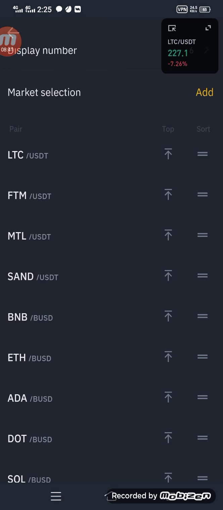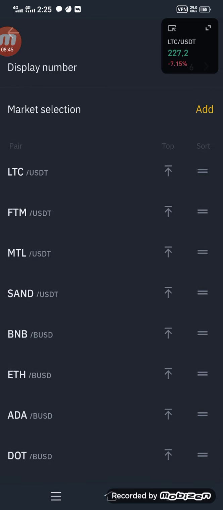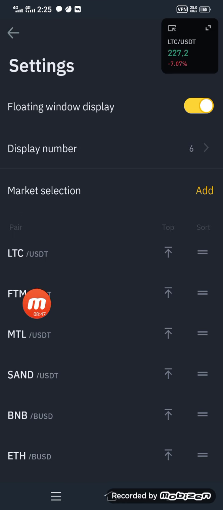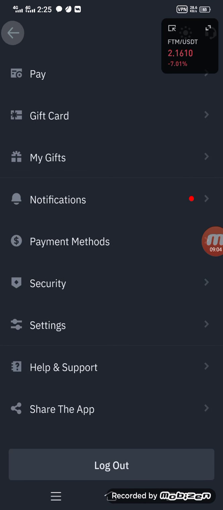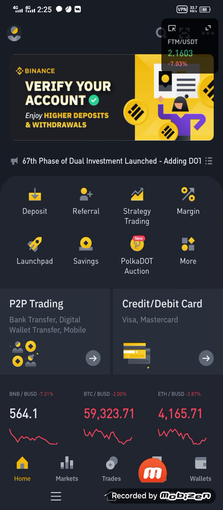So here is where FTM is located. FTM is located here. Now click on this, and now I got FTM. Let's see, you can turn it off and on here. So I will go back and come to the futures.